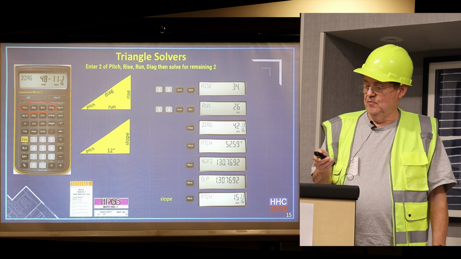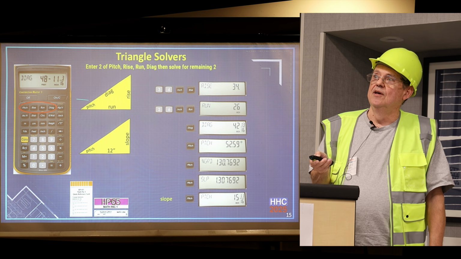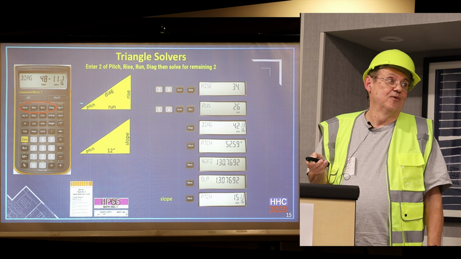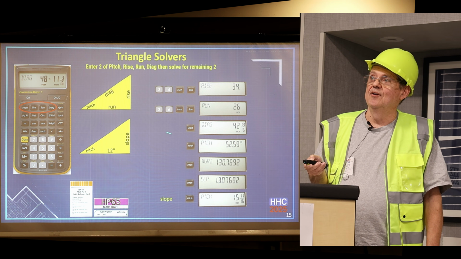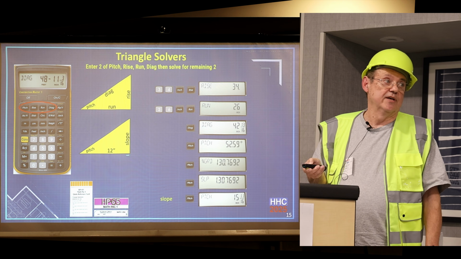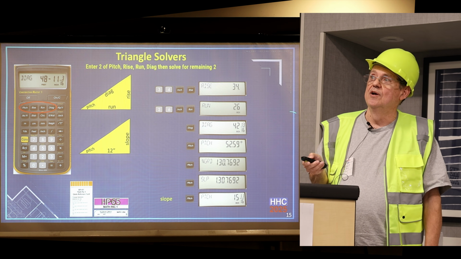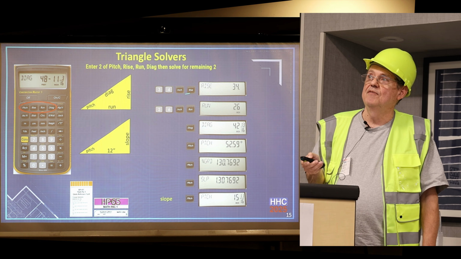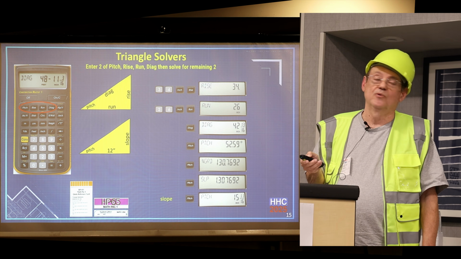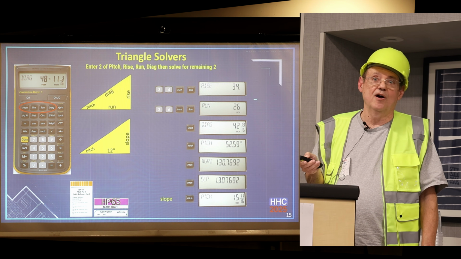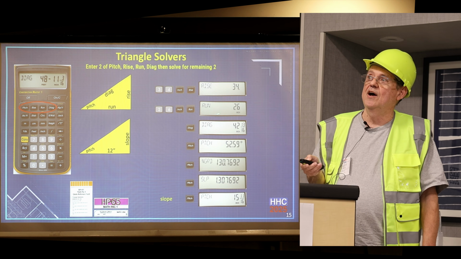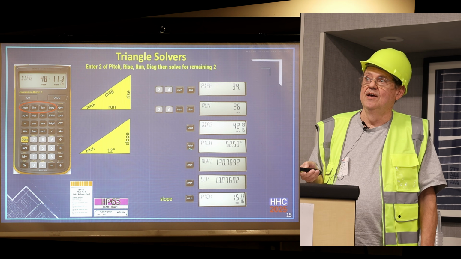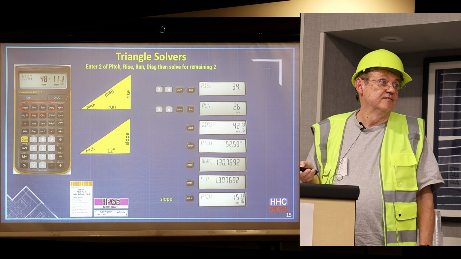So in this one you've got the diagonal, the rise, the run, the pitch, which is the angle, and the slope, which is defined the same way as before. Now we enter the value, we hit rise, and it uses the little prompt to show you rise. Enter the value, hit run, hit diagonal, it calculates the diagonal and tells you it's the diagonal. Hit pitch, it tells you the angle.